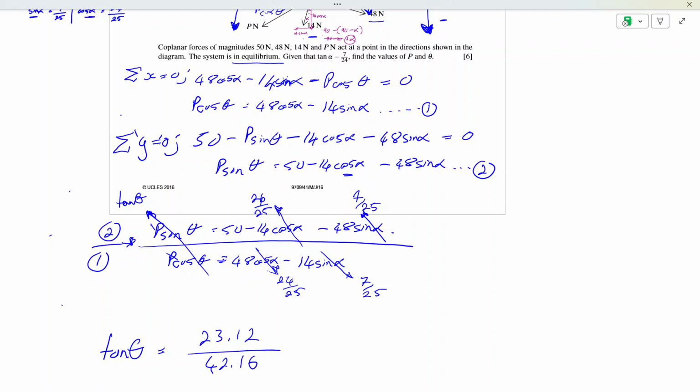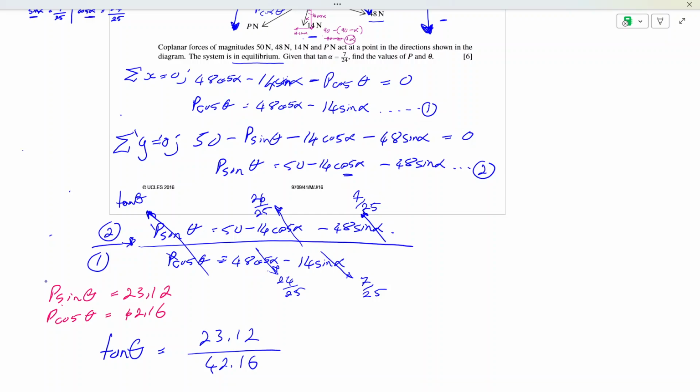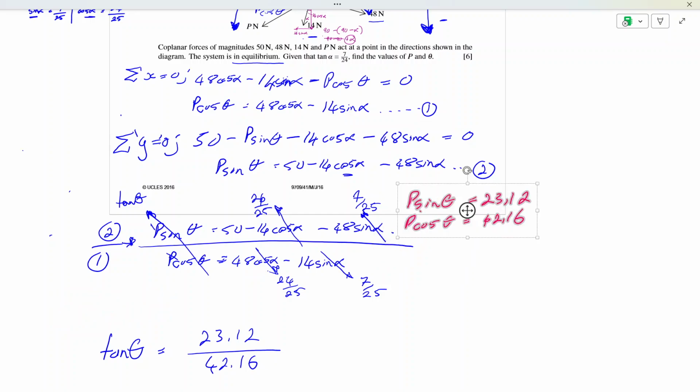Right. So essentially, you're gonna get P sine theta is equal to 23.12, and P cos theta is 42.16. This is what you get. I'm just going to place that right there.